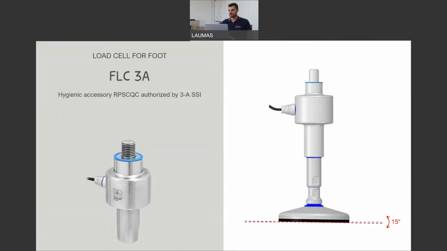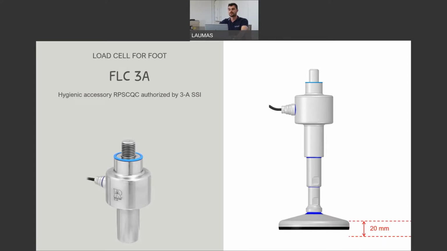Together with the load cell, we can also supply a 3A certified foot with a maximum inclination of plus or minus 7.5 degrees, in order to compensate for the plane inclination and keep the silos always vertical. Furthermore, this foot can also be adjusted in height up to a maximum of 20 millimeters, always to keep the silos, the tank, or any other vessel in the vertical and correct position.